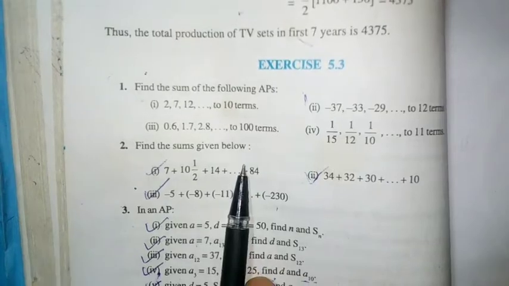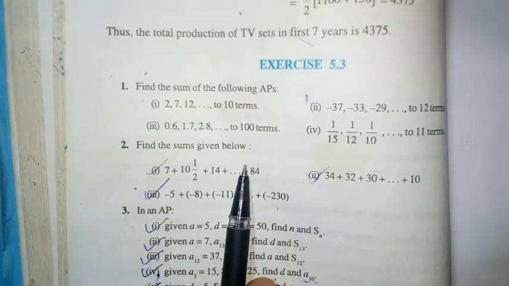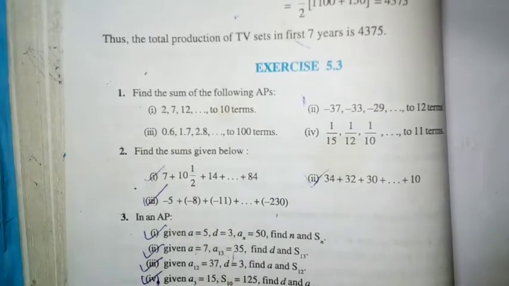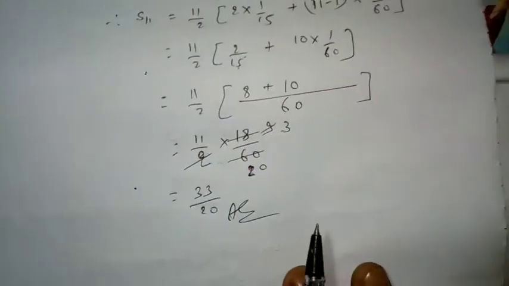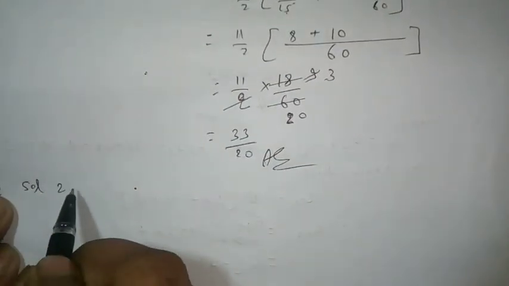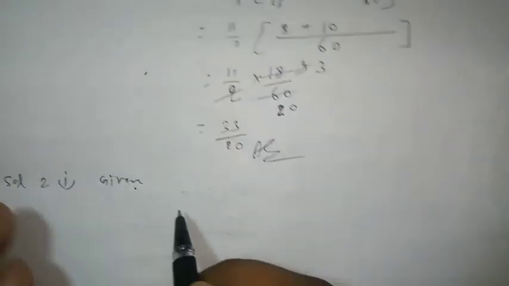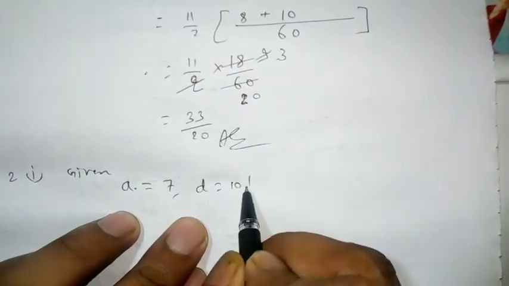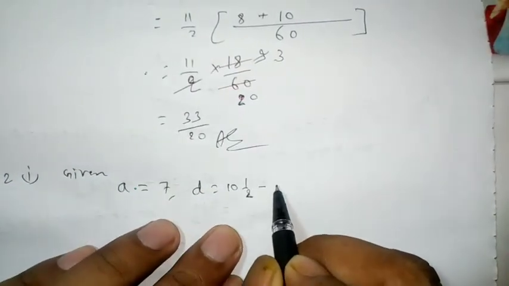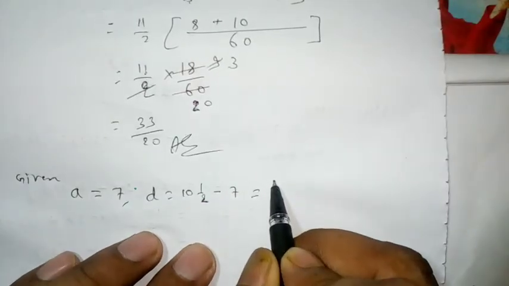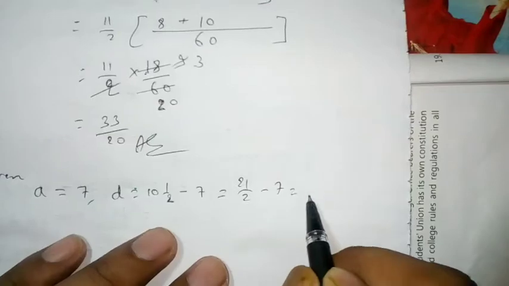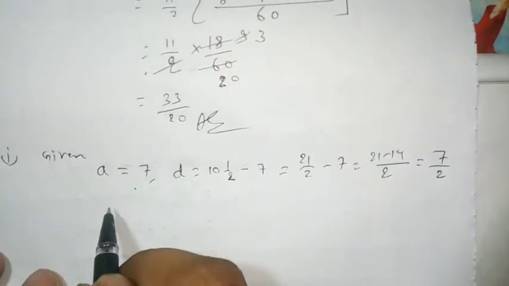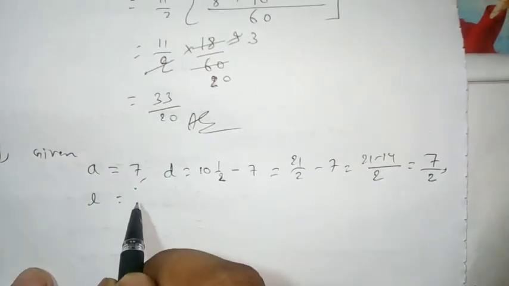Find the sums given below: 7 plus 10 and 1 by 2 plus 14 plus and so on plus 84. Solution to part 1. Given: a is equal to 7, d is equal to second term minus first term, so 21 by 2 minus 7. So the LCM is 2, 21 minus 14, is equal to 7 by 2. l is equal to last term is equal to 84.